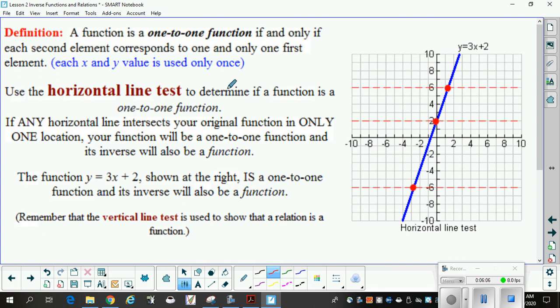Use the horizontal line test to determine if a function is a one-to-one function. So remember, if it's a function, it has already passed the vertical line test. So what we're going to do is apply the horizontal line test, going across. And if it passes the horizontal line test, meaning a horizontal line only crosses this function once, then it is a one-to-one function, and its inverse will also be a function.